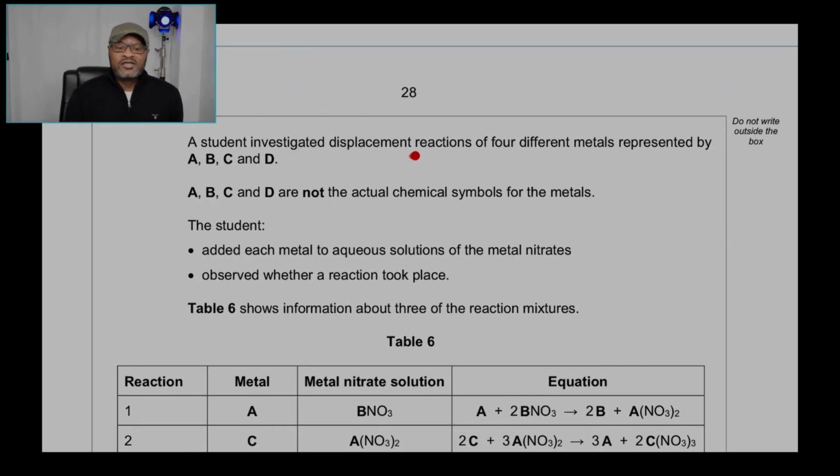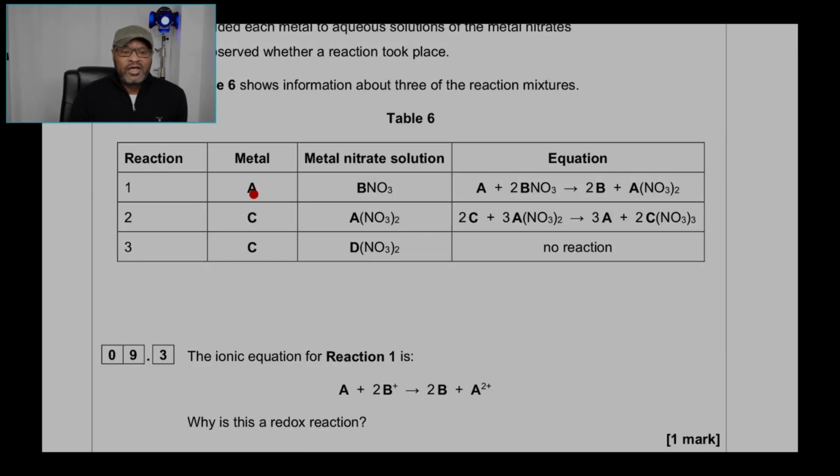A student investigated displacement reactions of 4 different metals represented by A, B, C, and D. A, B, C, and D are not the actual chemical symbols for the metals. The student added each metal to aqueous solutions of the metal nitrates and observed whether a reaction took place. Table 6 shows information about 3 of the reaction mixtures. This is metal A reacting with B nitrate. A is going to kick out the nitrate from B, and B will lose its nitrate. So A is higher in the reactivity series than B. That's why A kicks out nitrate from B and steals it.